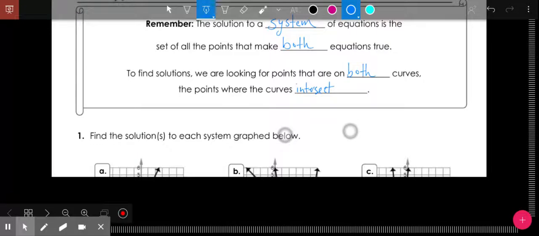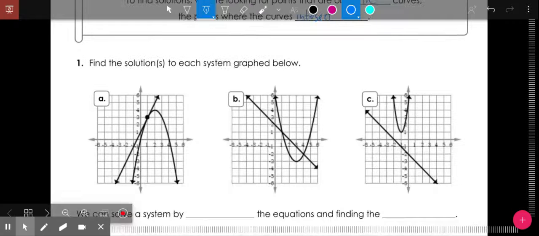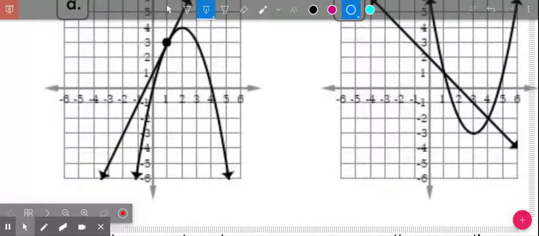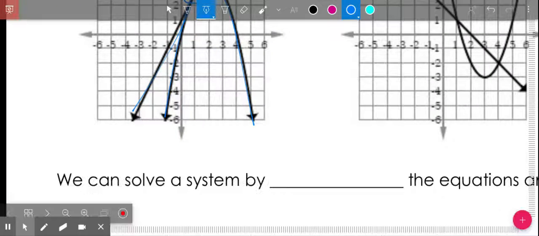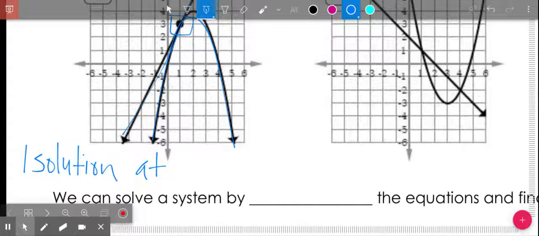All right, so looking at our first example, number 1, it says find the solutions to each system graph below. If we look at our first example, we have a parabola, so a quadratic function, and we also have a nice straight line. Notice that these only intersect one time, and we actually gave that point to you. So that means that this has one solution, and that point was at 1, 3. Since they intersected one time, they had one solution.